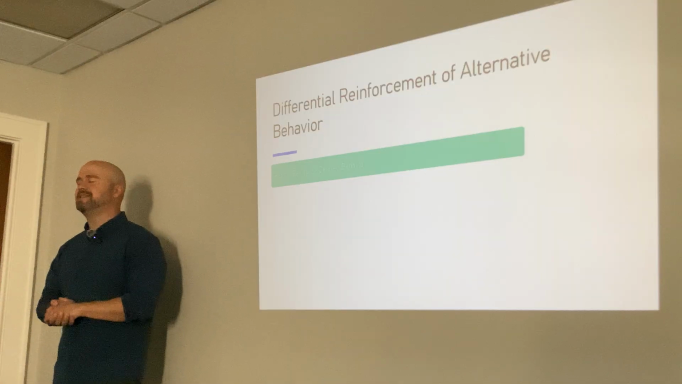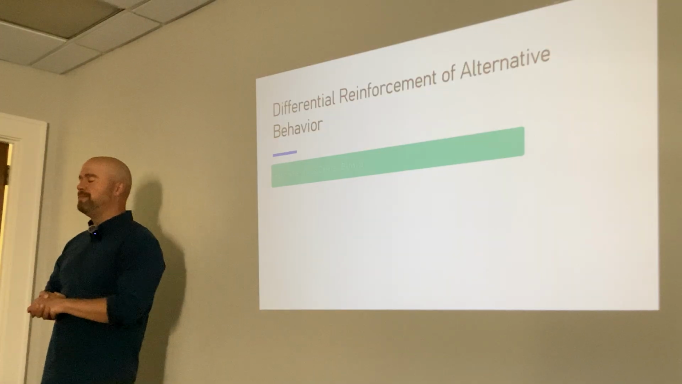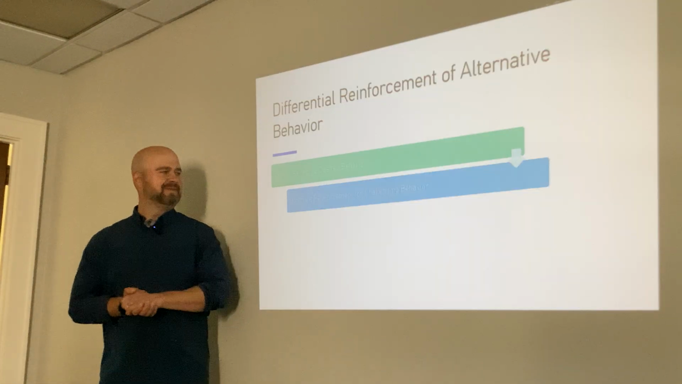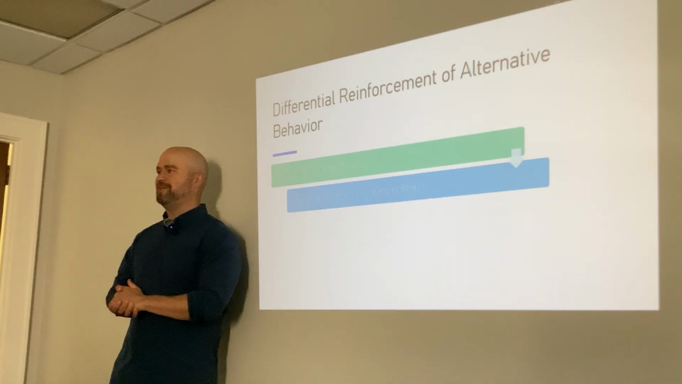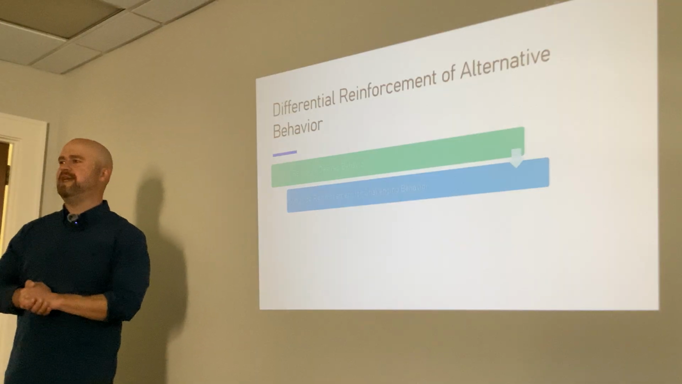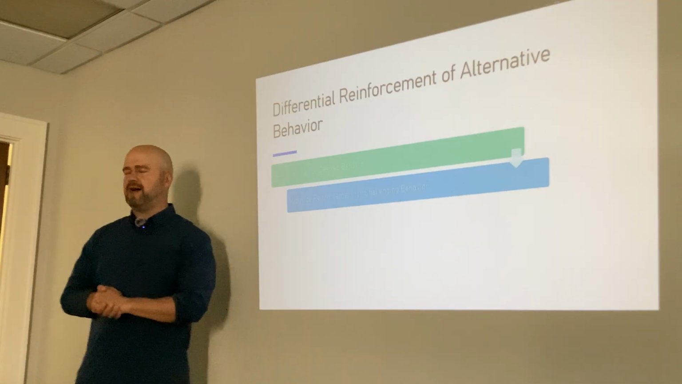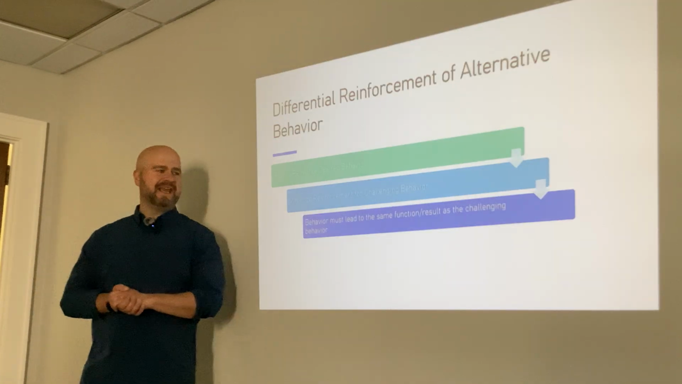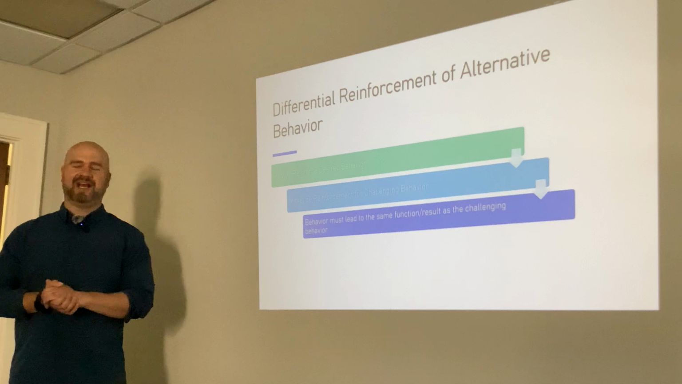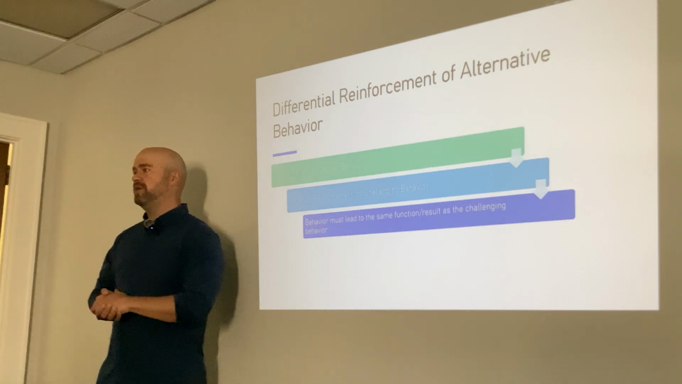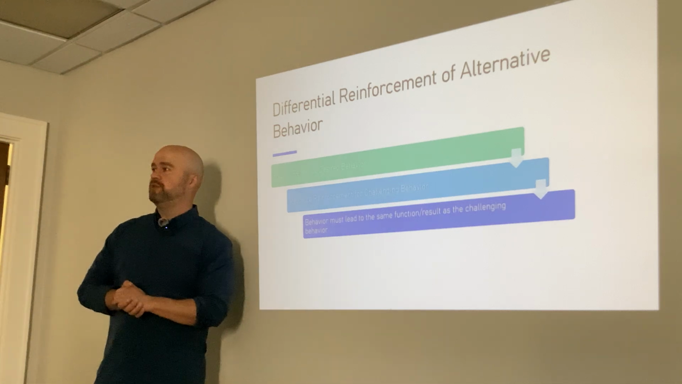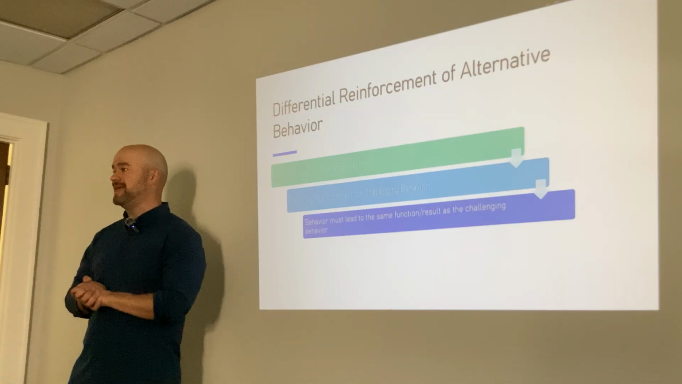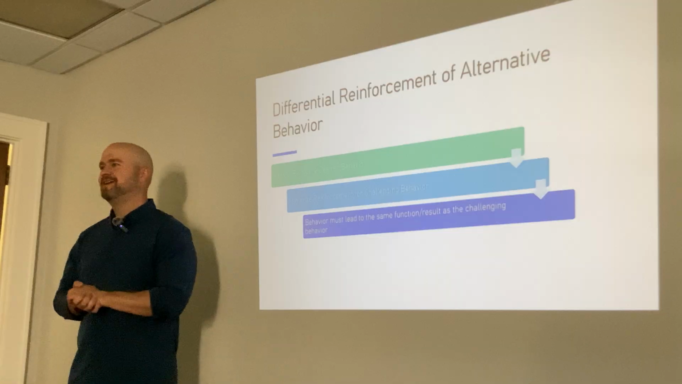I'm going to make that desired behavior's consequence the best thing. I'm going to throw a party when we see that alternative behavior happen. We're going to minimize reinforcement for the challenging behavior, and we talked about ways to do this. The behavior must lead to the same function or result as the challenging behavior, right? So if they have challenging behaviors to get a drink, we want to make sure the alternative behavior gives them access to a drink, right?